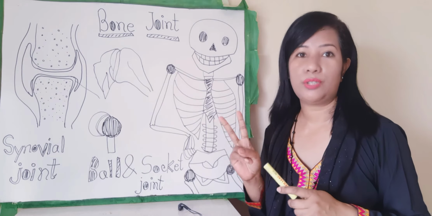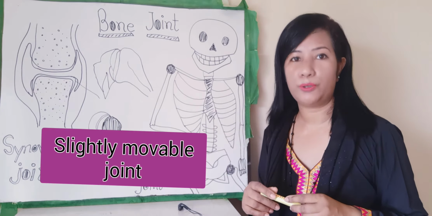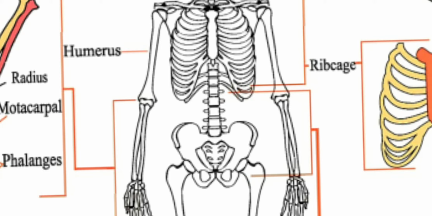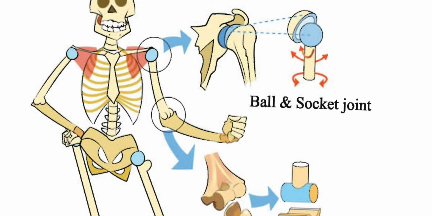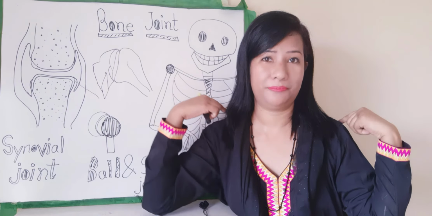Number two, that is the slightly movable joint. These joints are joined with one another and have a small sliding surface, so we can bend the body. For example, the joints of the backbone.